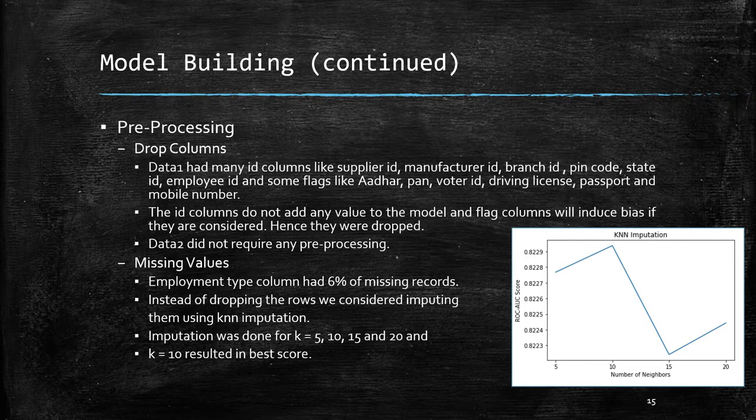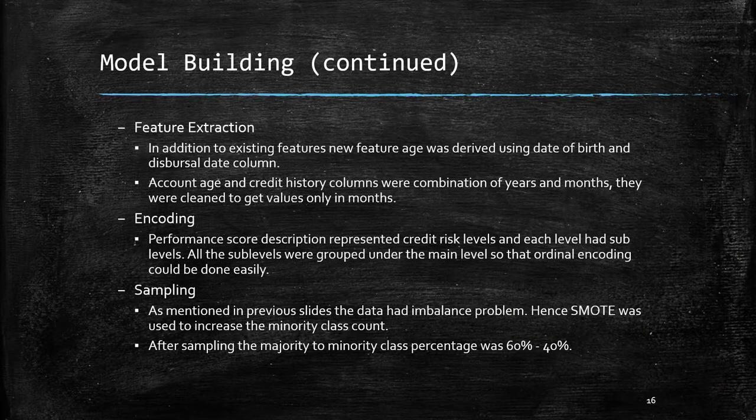So coming to the pre-processing techniques, the data had many ID columns and flag columns, which, having them in the data, would induce bias in the decision making. So we have dropped those columns. For missing values, one column, employment type, had 6% missing records. So instead of just dropping those records, we have imputed using KNN imputation with different numbers of neighbors, and from the graph we can see that when 10 was chosen as the number of neighbors, we got the best result. So going forward with k equal to 10, we have imputed the missing records.